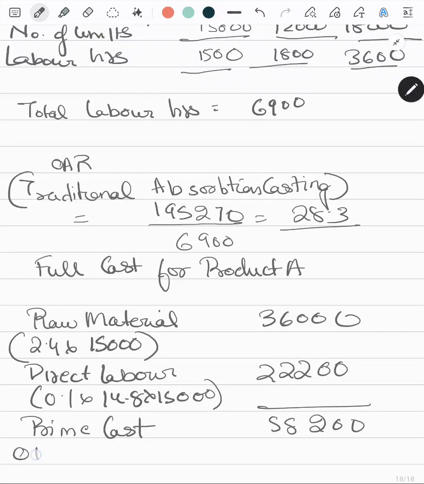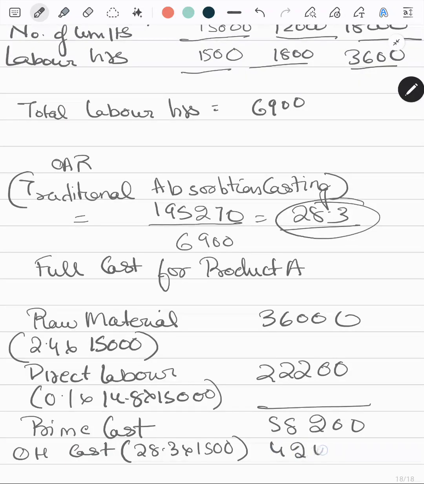Now it is the overhead cost. The overhead cost I have calculated as 28.3 per labor hour. Okay, so how many labor hours are required? The labor hours required for product A is 1500. So 28.3 into 1500, it is 42,450, and so the total cost is 58,200.